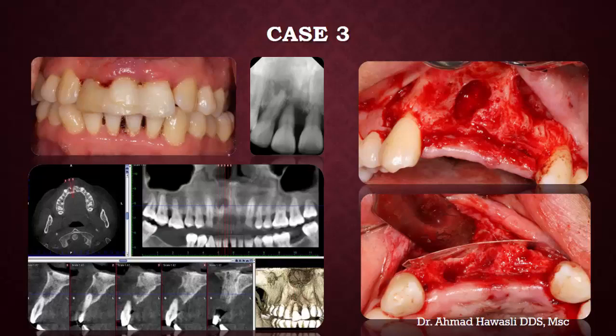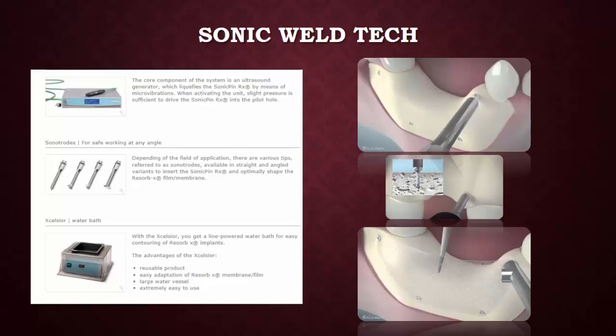This membrane is called the Sonic Weld membrane, it's a polymer membrane, resorbable. Of course, it's a special system. I just would like to share this system with you. This system is called Sonic Weld, and it has a specific device. As we can see on the right side, they have a special drill, so we do the pilot holes, and then there are resorbable polymer pins.